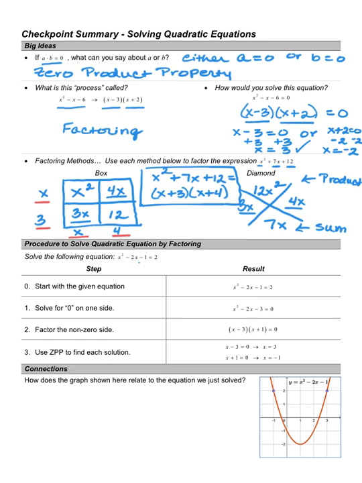So to review and to take it one step further, how would we use these ideas to help us solve this equation? X squared minus 2x minus 1 equals 2, okay?